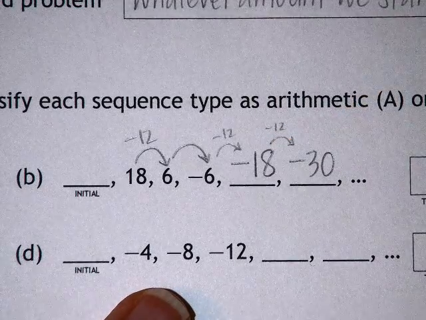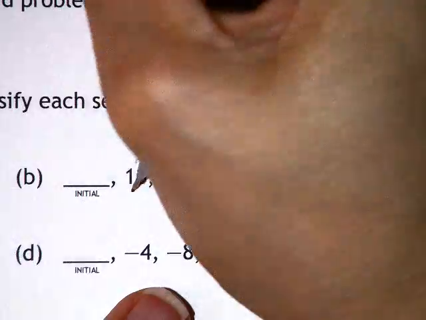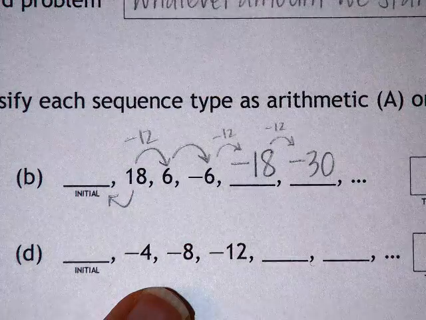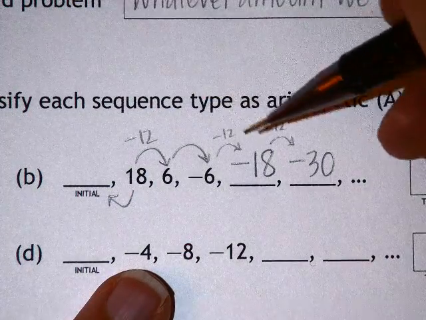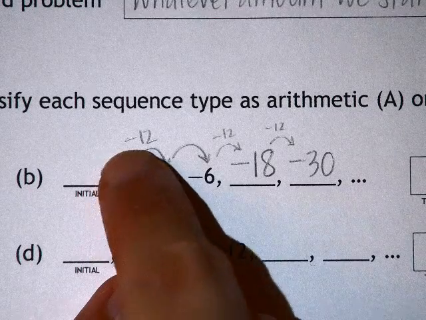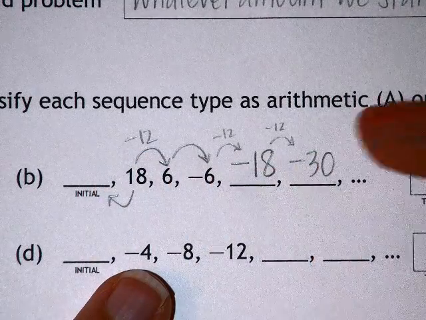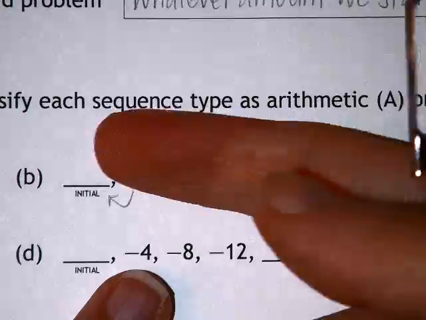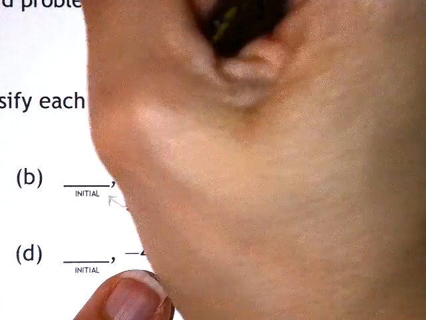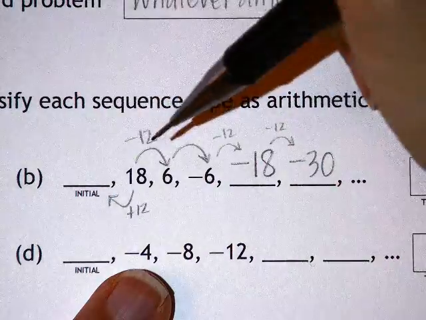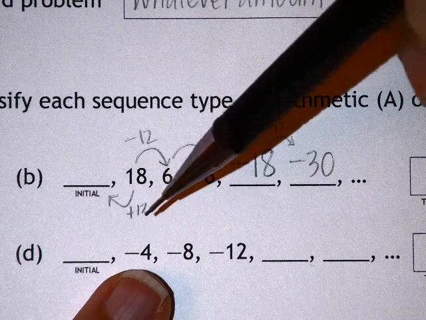So what if we went backwards? If we had to go backwards and figure out the term before the 18, let's think common sense. Subtracting 12 was taking us forwards through the pattern. So the opposite, adding 12, must help us go backwards. And let's think about what would happen if we do that. 18 plus 12 would be 30.